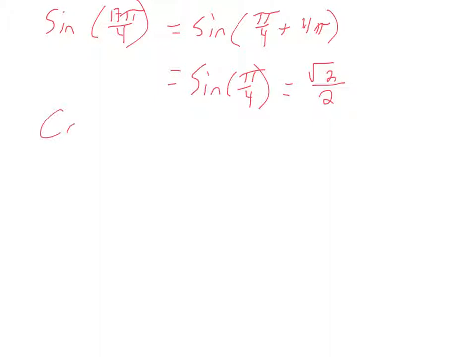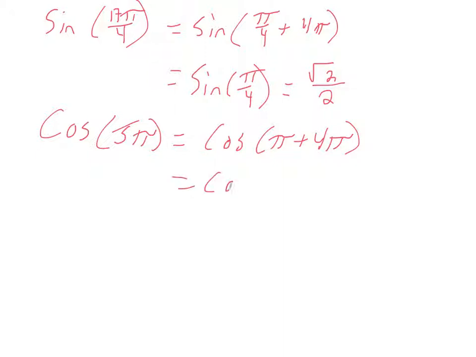You could do the same thing with cosine of 5 pi. That's just equal to cosine of pi plus 4 pi, right? Which is the same as cosine of pi, because 4 pi is a multiple of 2 pi. And cosine of pi, cosine is the x-coordinate. Pi is 180 degrees. That means it's going to be -1, right?